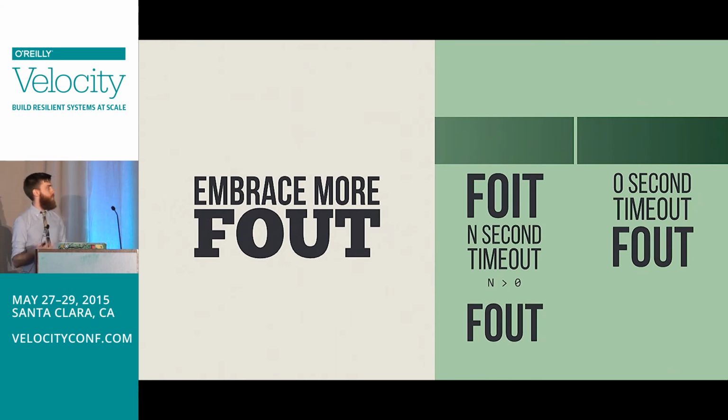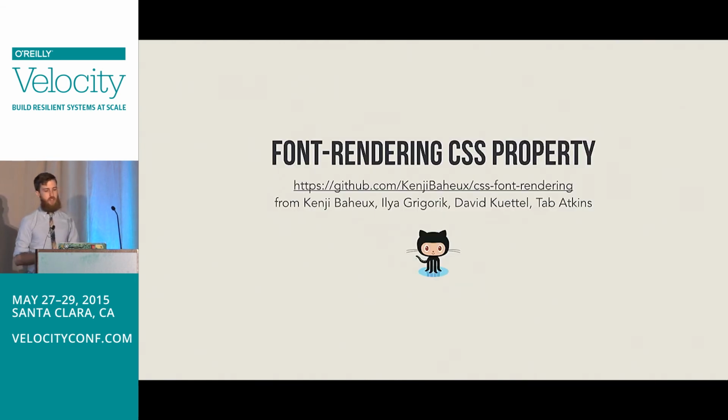So the argument I'm trying to make today is that we want to embrace more unstyled text. So let's go to the right-hand side of our continuum here. One of the tools that's coming soon to solve this problem is the font-rendering CSS property. It's still being worked on currently, but it's kind of the holy grail, right? Because then we can specify in CSS how we want our fonts to load, but it isn't yet implemented anywhere.